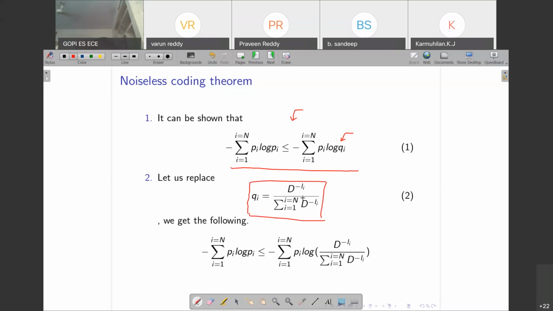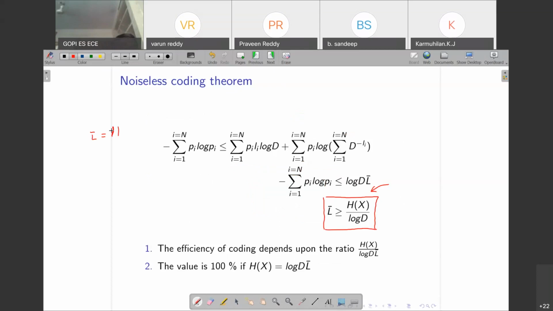For L bar, as I told you, L bar is the average length per message. That one you are getting as greater than or equal to H of X by log D. A very important expression. So what does it mean? Your L bar is always greater than H of X by log D. Suppose I am coding in a way that L bar is exactly equal to H of X by log D, you have done a very good job.